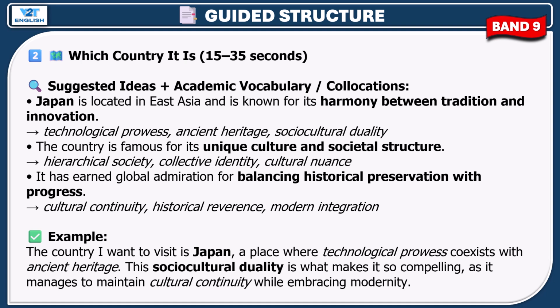It has earned global admiration for balancing historical preservation with progress. Cultural continuity, historical reverence, modern integration. Example: the country I want to visit is Japan, a place where technological prowess coexists with ancient heritage. This socio-cultural duality is what makes it so compelling, as it manages to maintain cultural continuity while embracing modernity.